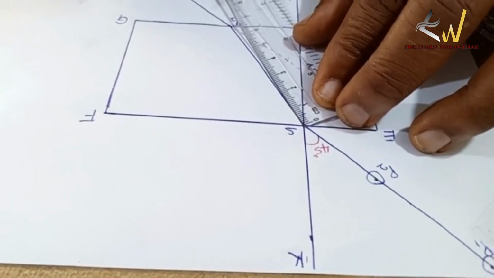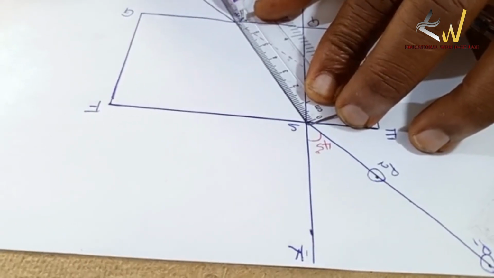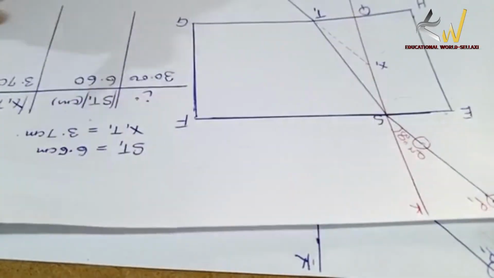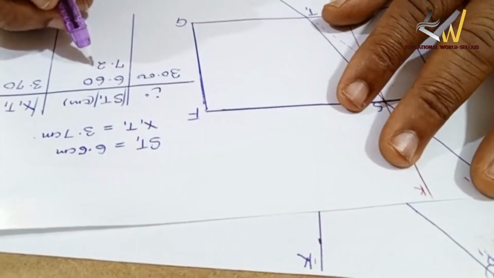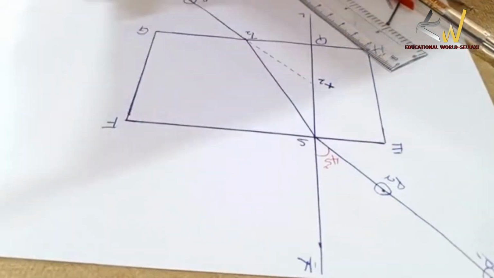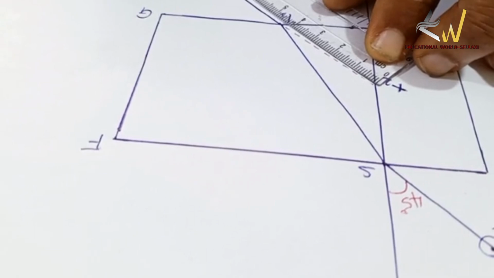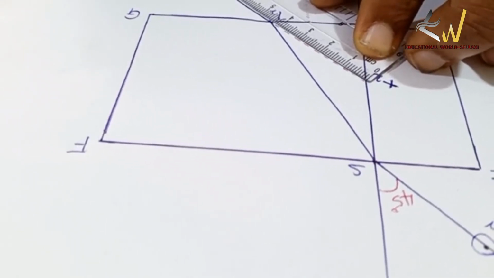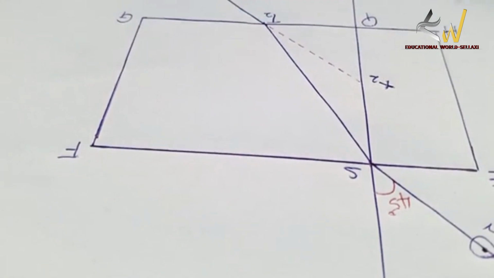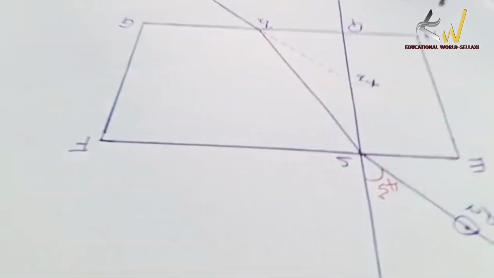When we measure ST2, it is going to give us 7.2 centimeters. So ST2 is 7.2 centimeters. We'll take that down, 7.20, when the angle is 45 degrees. So we are going to measure X2T2, and with our ruler, when we place it on the line and measure, we are going to have 4.4 centimeters. So X2T2 is 4.4 centimeters and we record that down, 4.40. All right, so we are done with this one.